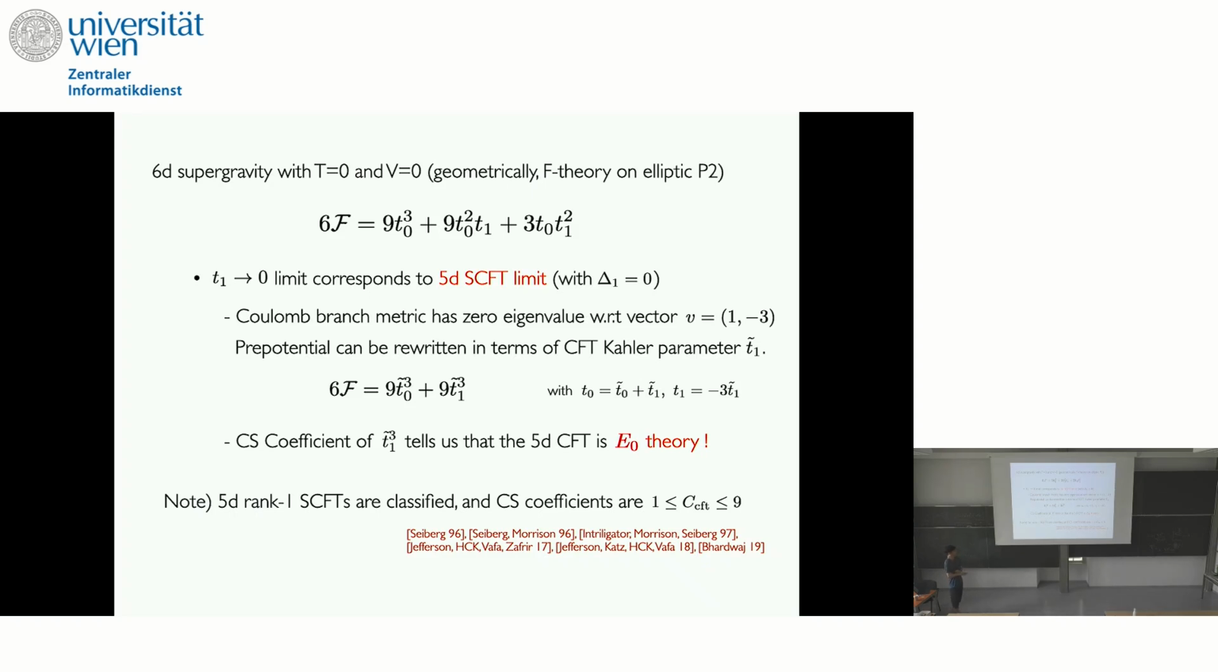And actually, if you open the 5D CFT classification, you note that the Chern-Simons coefficient, or cubic coefficient in front of the Kahler parameter, ranges between 1 and 9. And indeed, this coefficient in front of T1 tilde, which now becomes the Kahler parameter for the CFT, is 9. And we can identify the CFT at the boundary as nothing but the E0 CFT, which actually corresponds to M theory compactified on the local Calabi-Yau threefold embedding the P2 geometry.